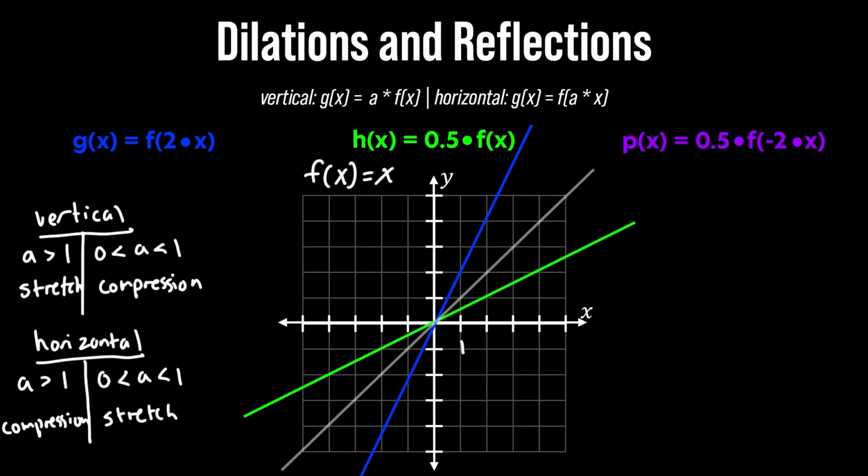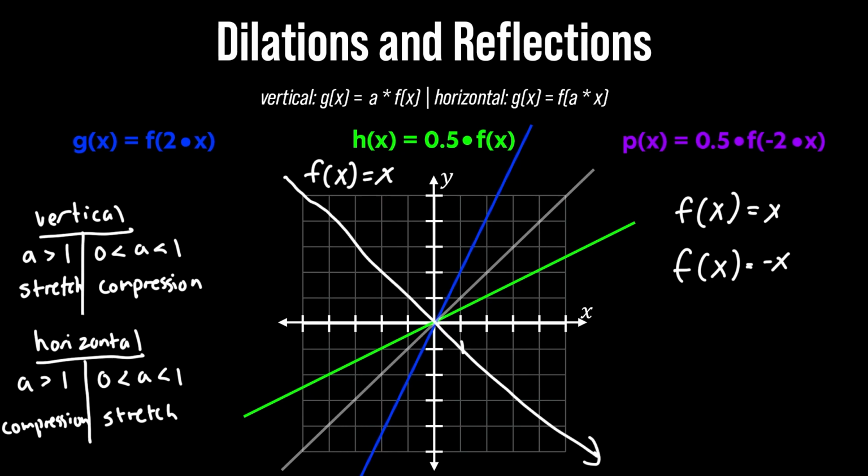reflected. What does reflected mean? Well, if we had the parent function f of x equals x, and we were to flip it so it's f of x is equal to negative x, then instead of the parent function of this gray line having a slope of 1, the slope would be negative 1, and the graph would look something like this.